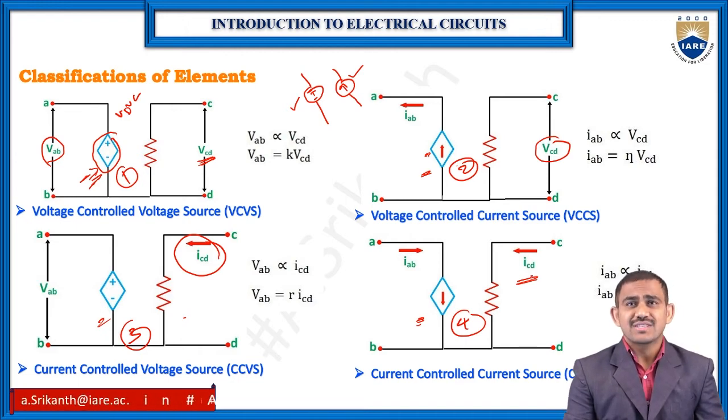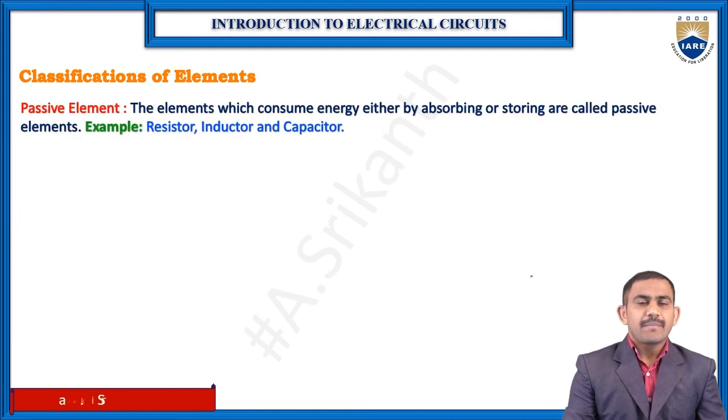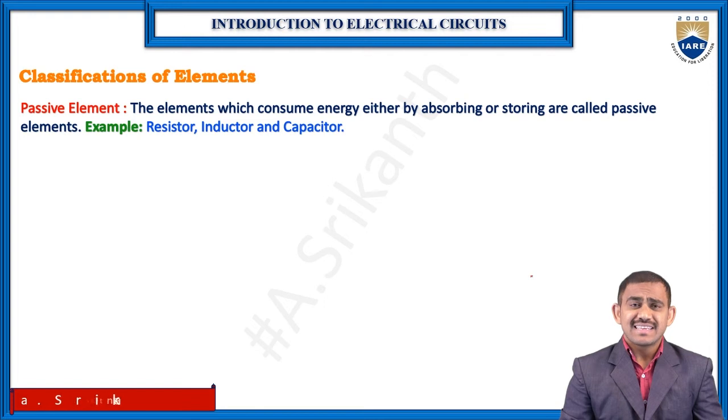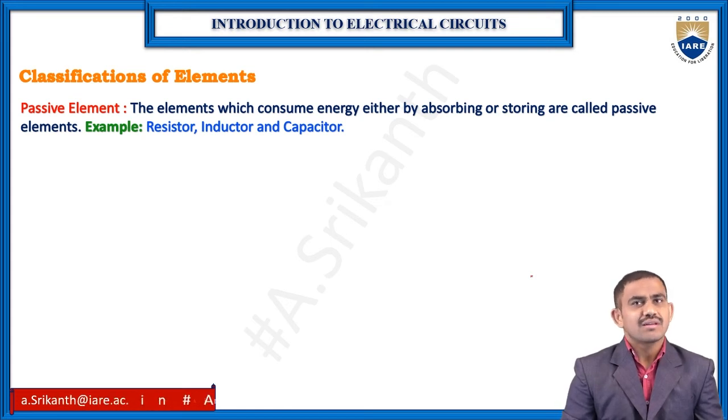Now, moving to the next one, that is passive elements. So, we completed dependent and independent. Independent again we have four: ideal voltage source, ideal current source, practical voltage source, practical current source. Coming to dependent, again four: voltage dependent voltage source, current dependent voltage source, current dependent current source, and voltage dependent current source. We have the different types.